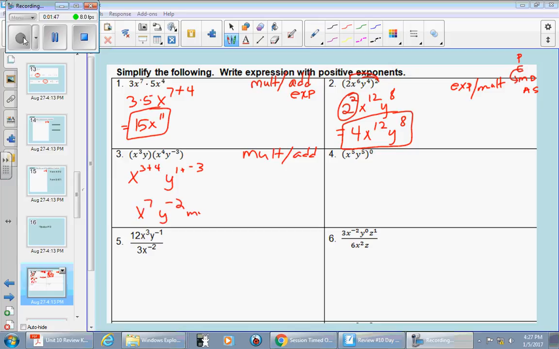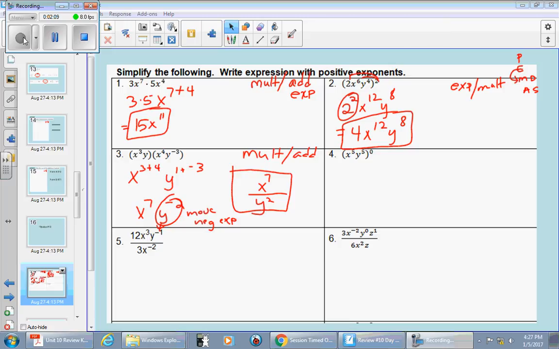Then we need to move the negative exponent. So it ends up being, we got to take this one down. So it's x to the 7th over y squared. And then that's the simplified answer.